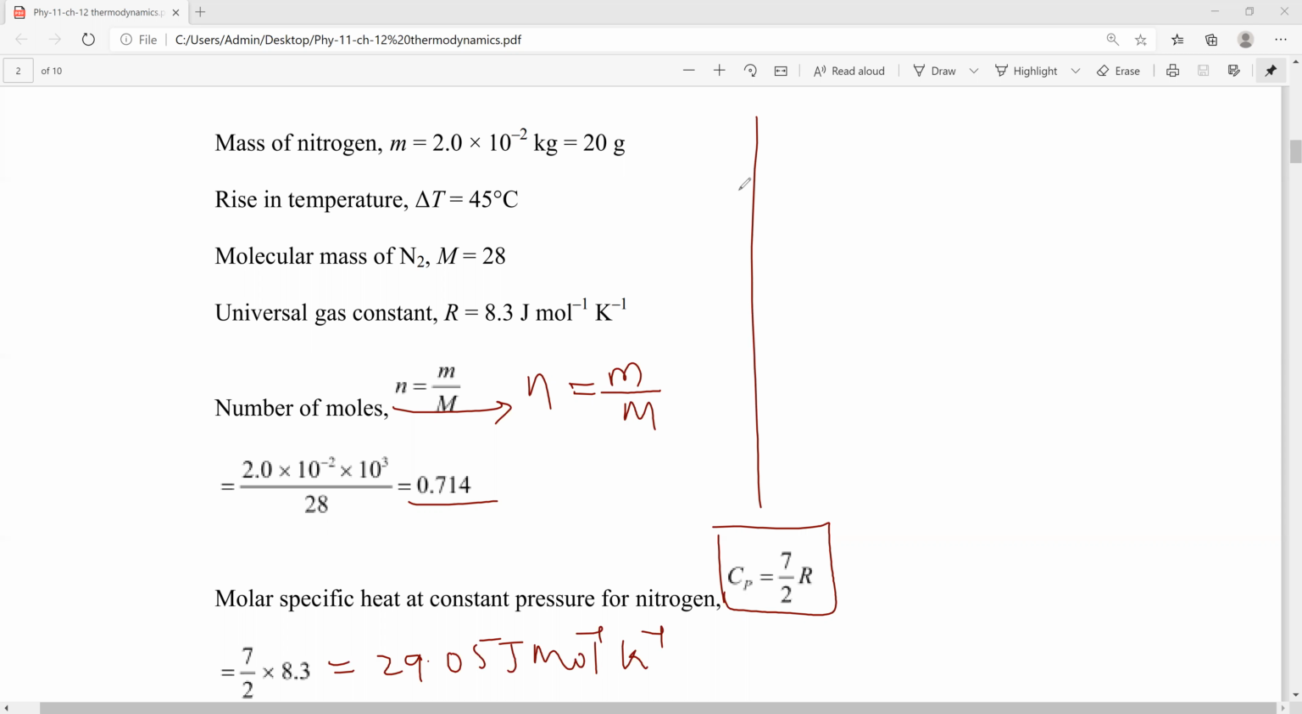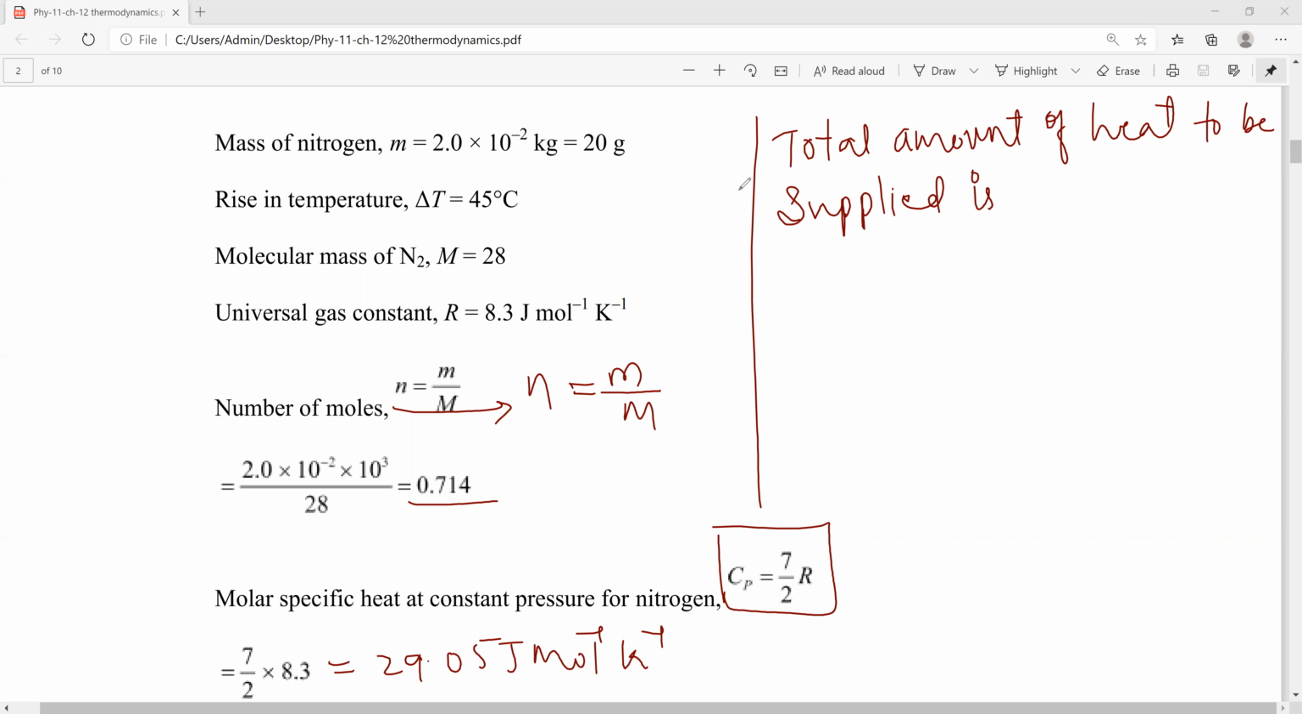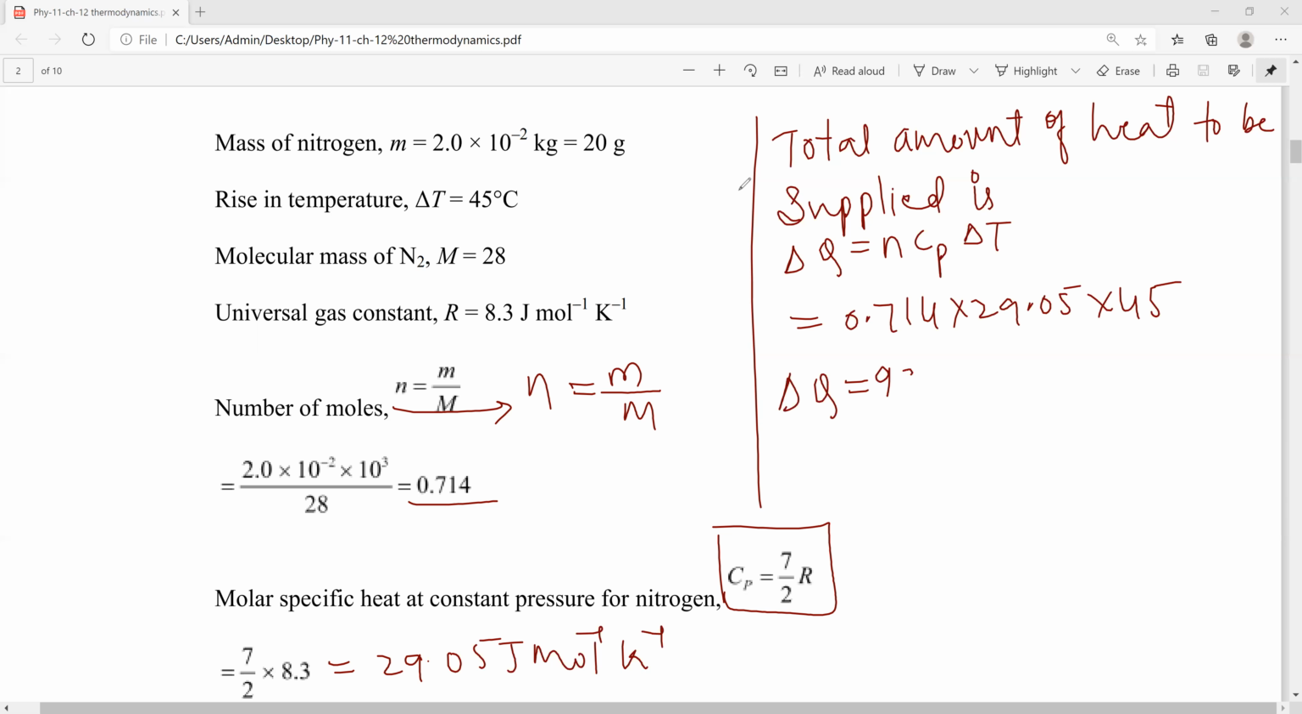And here, by using these, the total amount of heat to be supplied is given by the formula delta Q is equal to n into Cp into delta T. So here substitute all values: 0.714 into 29.05 into 45. So therefore delta Q value we got is 933.38 joules. So this is the solution.